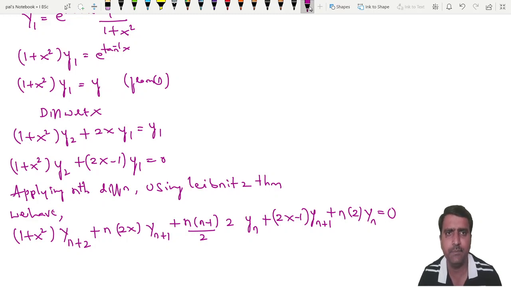In the beginning I explained each and every step in detail, but I am just skipping some of the terms. So I am directly applying the Leibniz theorem. One method is, if you want to apply nth differentiation to this term, you take 1 plus x square and add n to this 2, then it is n plus 2. Next step it is n into, you differentiate this 1 plus x square, it is 2x, and you reduce one number from n plus 2, then it is n plus 1. In next step it is n into n minus 1 by 2, and differentiate this 2x, its differentiation is 2, and reduce a number from this, it is yn.